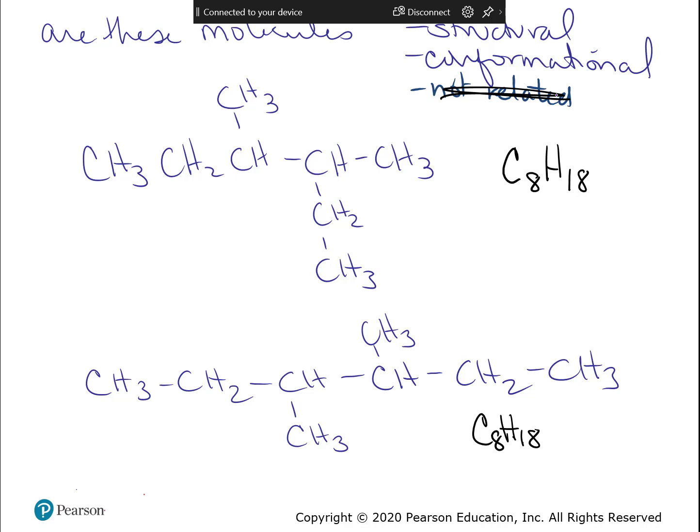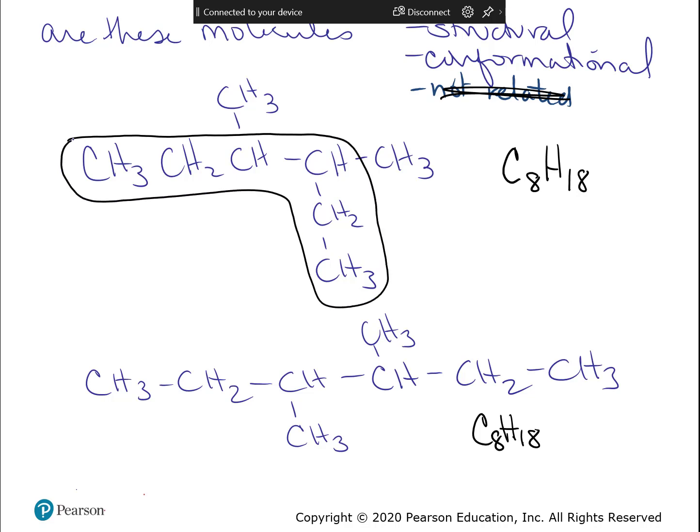They're the same but drawn differently. So if you find in the top one the longest carbon chain, do you see that it would be this one? 1, 2, 3, 4, 5, 6 makes this a hexane. Remember, that becomes the last name.